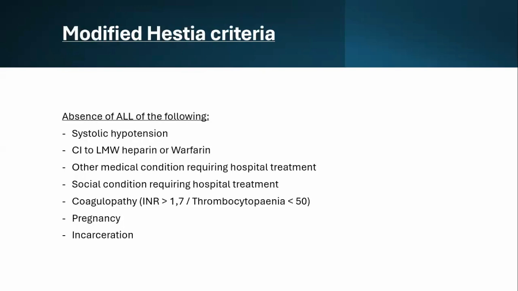But the last criteria is the modified Hestia criteria. I think this is a little bit more applicable to us. Given the setting that I work in, the state sector, most of my patients will fail this criteria just on the social condition. So the bottom line is, if your patient's low risk and they don't fulfill the criteria, we can decide to treat them as an outpatient if there's appropriate follow-up. I think it might be easy in private, but definitely not in state.